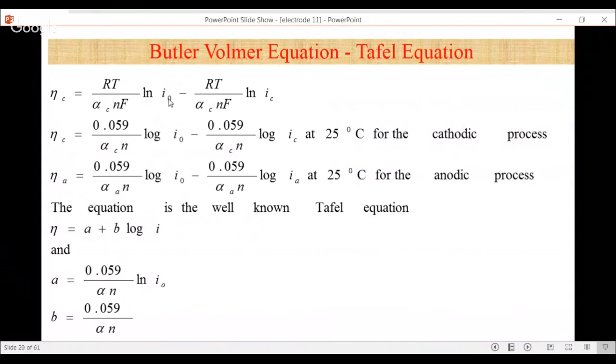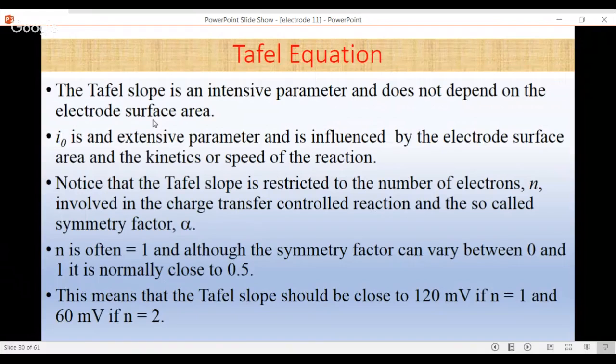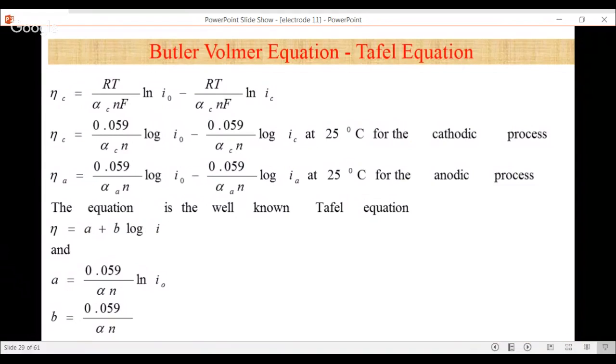How to derive these equations is shown here. We will see all these things later on. The derivation of the equation is not so important at this point. The equation is the well-known Tafel equation, that is, the overpotential is related to the logarithm of the current, the logarithm of the cathodic current or anodic current.